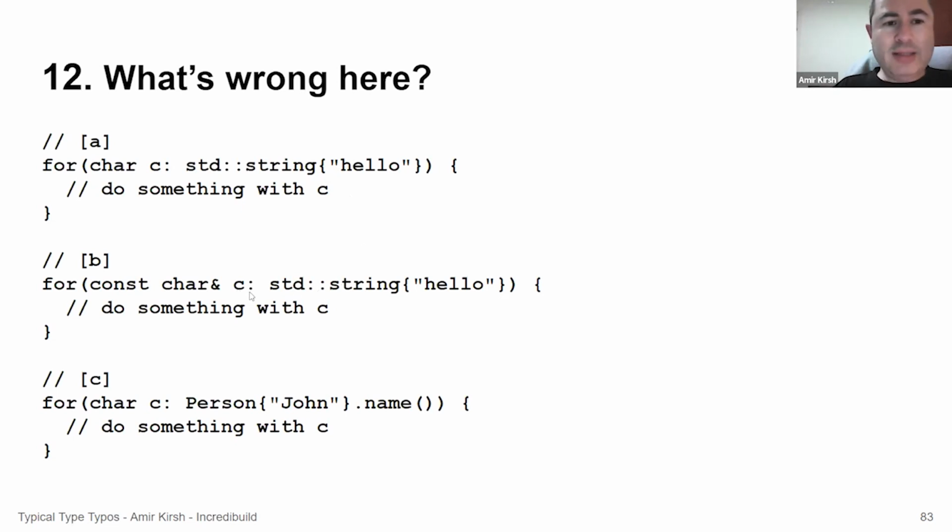The second one says, you know what, I would not loop with a char by value. I would loop with a const char by ref on the same idea of a temporary string. And the last one says, I want to loop with char C on person John. Do you remember John? Now he is explicit. I create here a person, and then I call name. I'm asking, can you please give me back the name of person John? And the question is, what would go wrong with any of these?